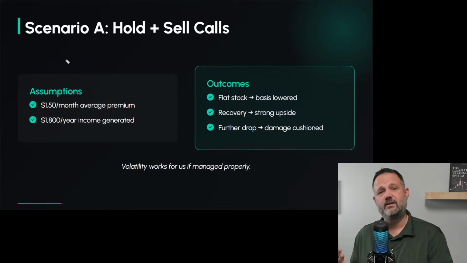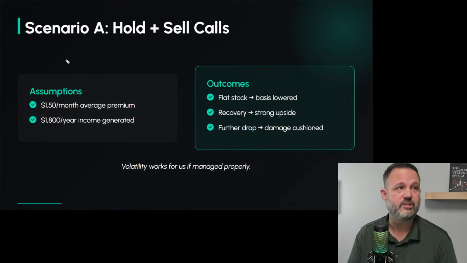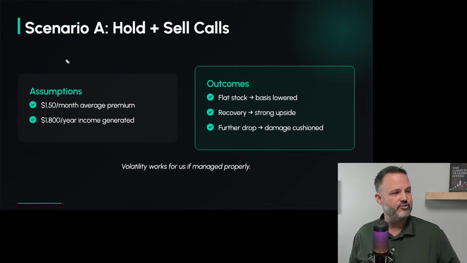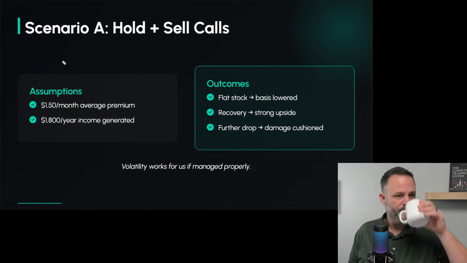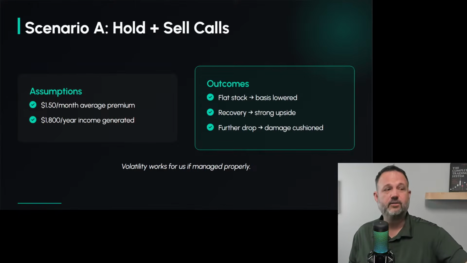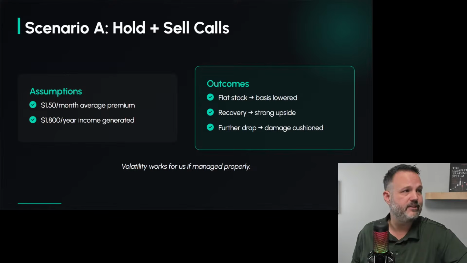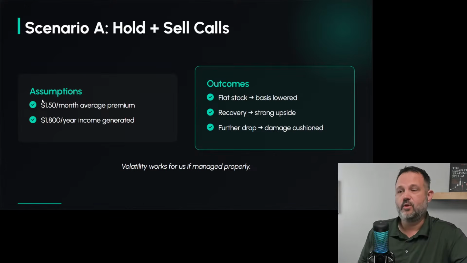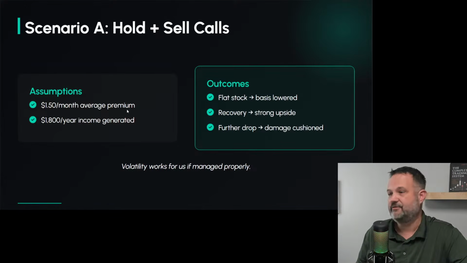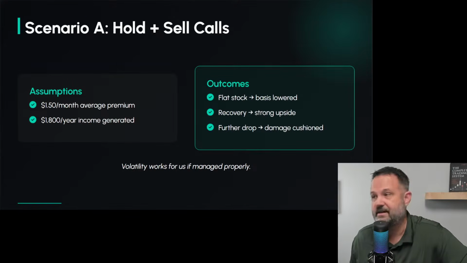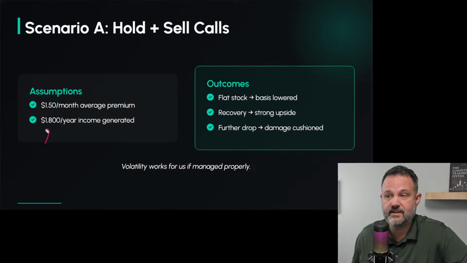All right, so we're going to go through 3 different scenarios here on how we can manage this position. This is where we actually make decisions and decide what we're going to do. We're going to assume that we get $150 a month average premium, and that could generate $1,800 a year of income. Because what have we already created? We've already done $2,500 in 6 months. So we know that this is possible if we just do calls. Okay, so that's a good thing.